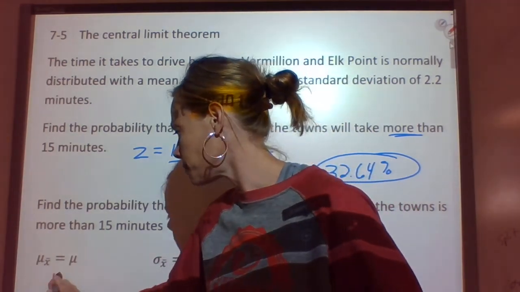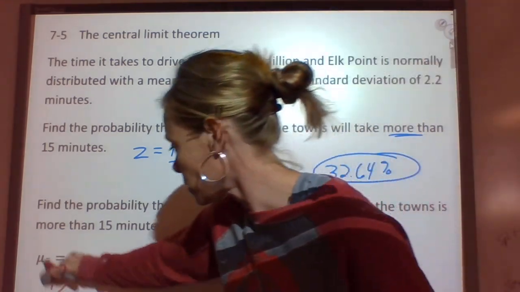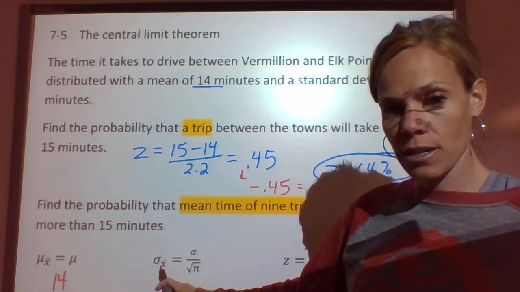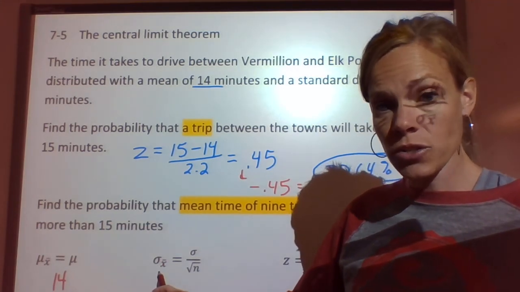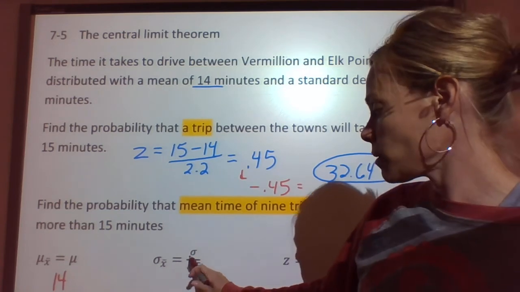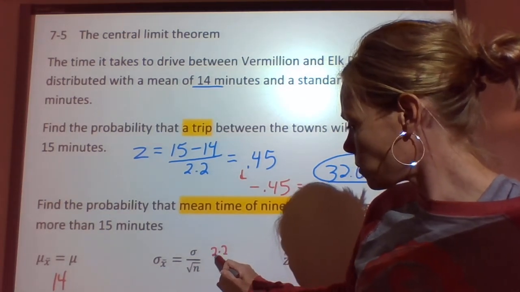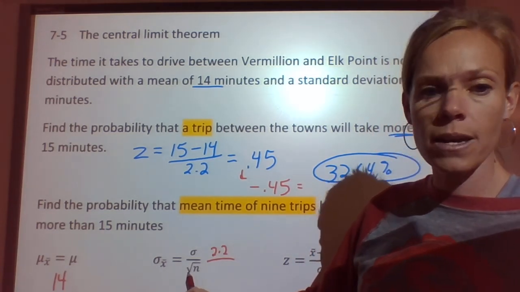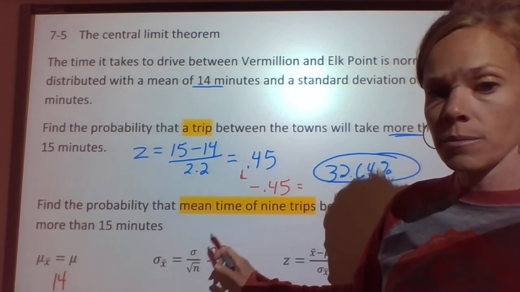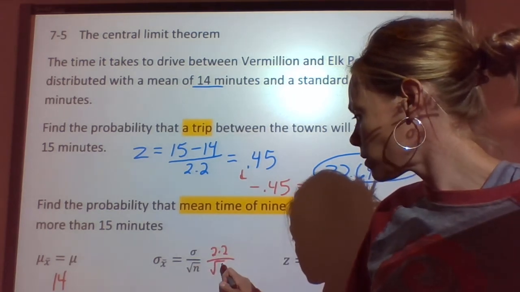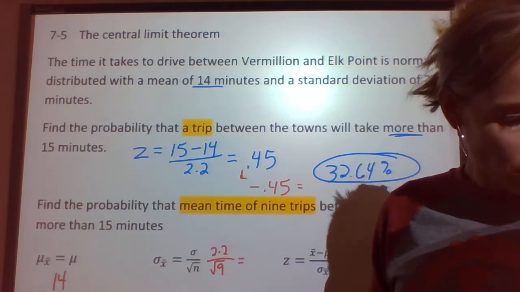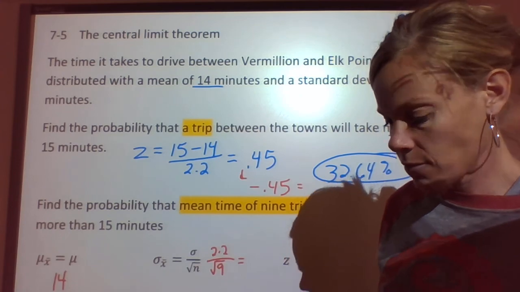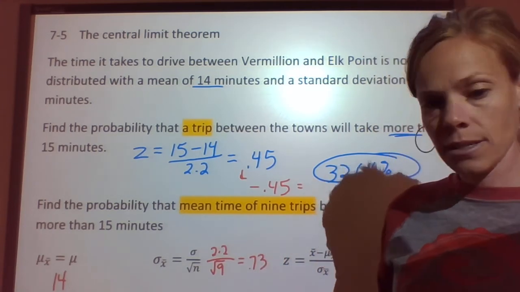That's still 15. Not 15, 14, sorry. My mean is 14. The standard deviation of these mean 9 trips, though, changes. It's not 2.2 anymore. It's this, 2.2, because that's my standard deviation, divided by the square root of n. What's n in this case? Well, the number of trips. The number of trips is 9. So I do the square root of 9, which is 3. So what's 2.2 divided by 3? 0.73. So my standard deviation changes.